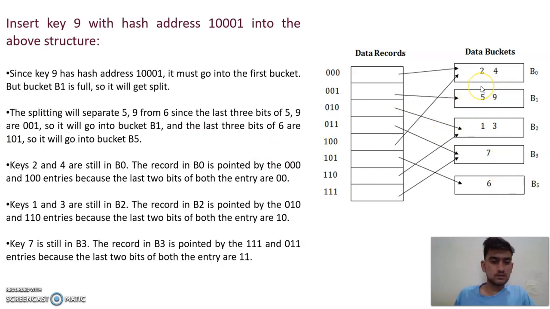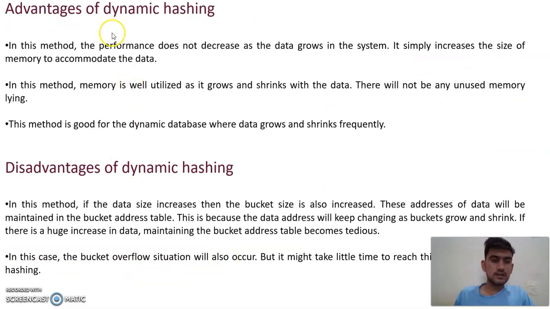are still in B0. The record in B0 is pointed to by the 000 and 100 entries because the last two bits of both entries are 00. Keys 1 and 3 are still in B2. I will repeat, keys 1 and 3 are still in B2. The record in B2 is pointed to by the 010 and 110 entries because the last two bits of both entries are 10. Key 7 is still in B3. The record in B3 is pointed to by the 111 and 011 entries because the last two bits of both entries are 11.